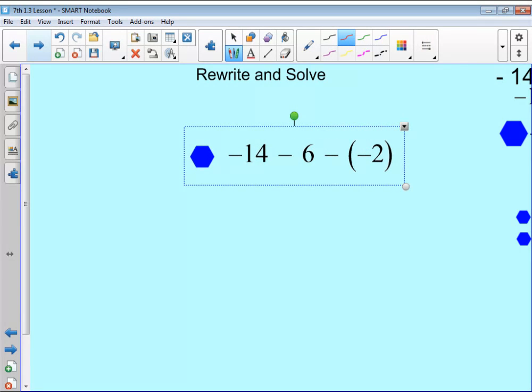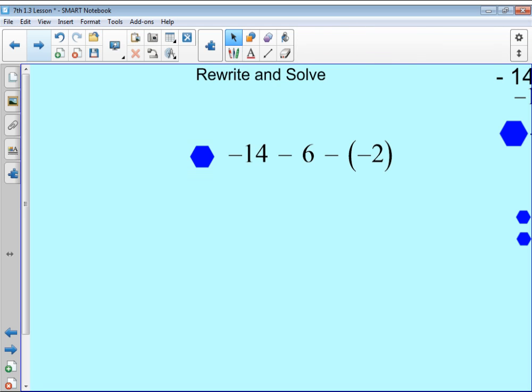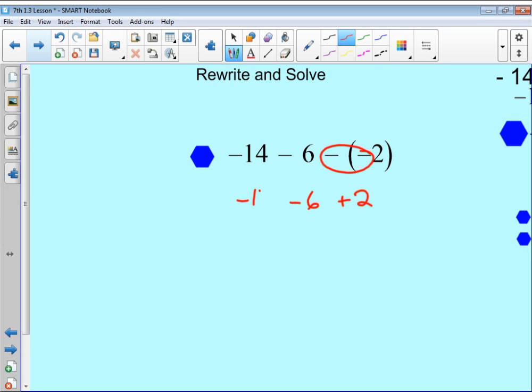Okay, so here they're giving us more. They're kind of combining what we just previously did. So when I see this, I'm noticing this, first of all. I want to simplify that. I want to get rid of any of the extras that I don't need. So this becomes a plus 2. So negative 6, negative 14.